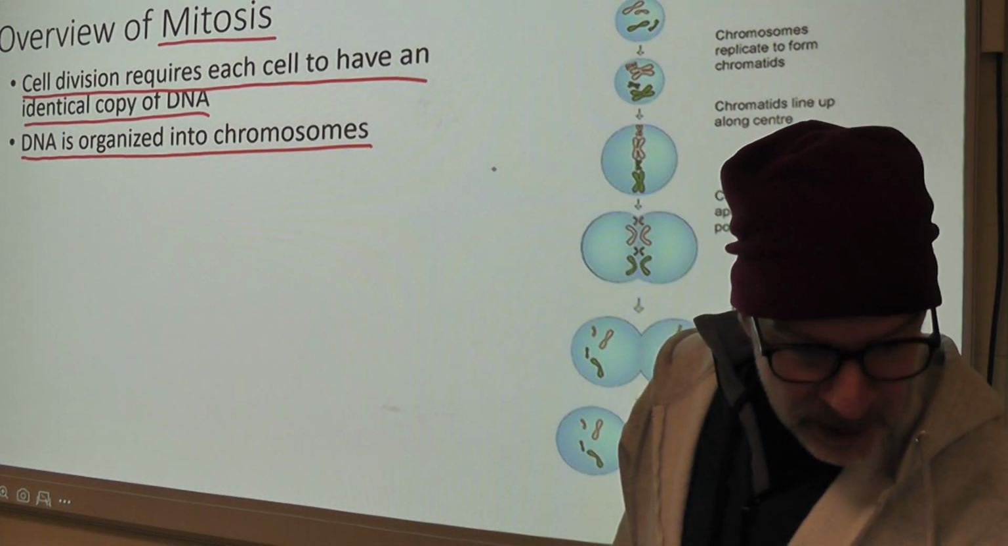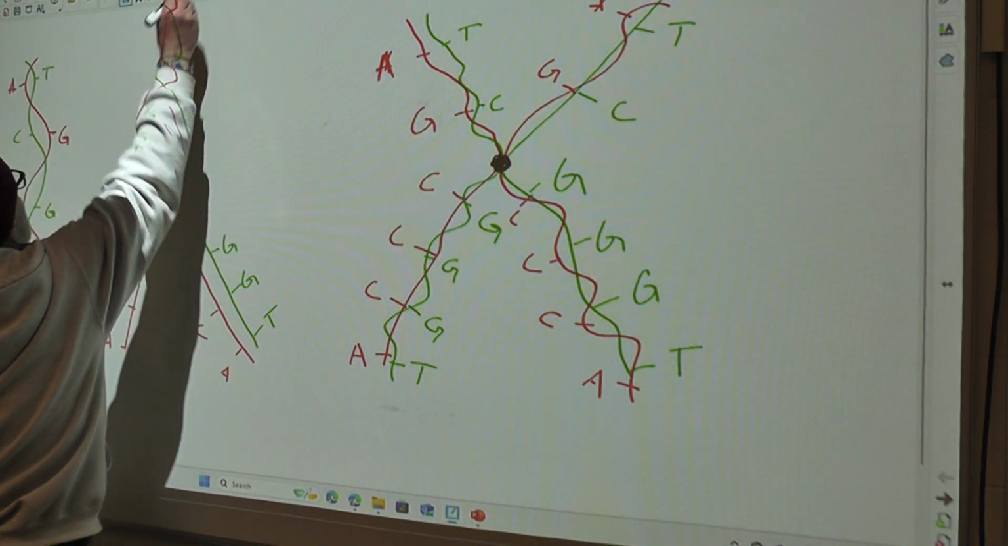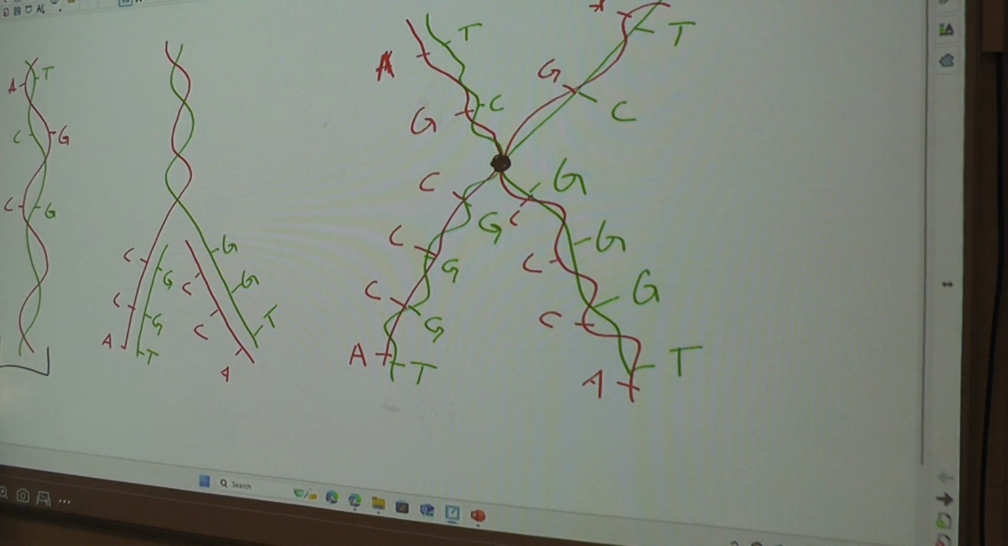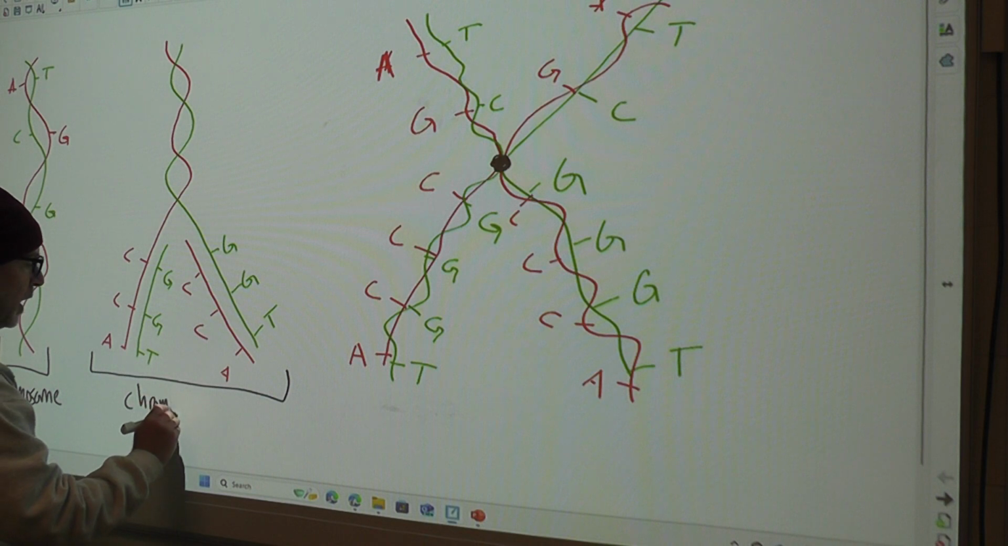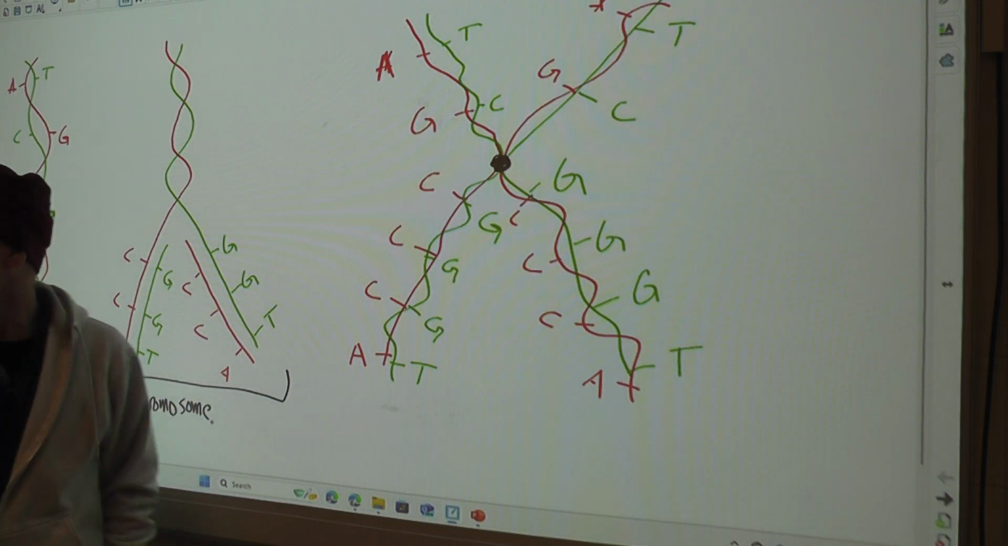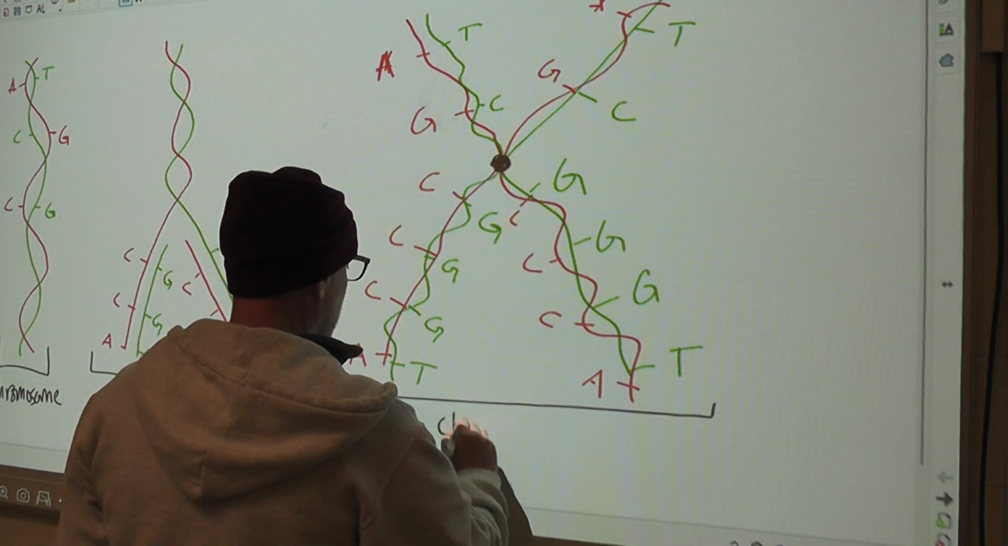If we go back to my diagram that I drew here, this is one chromosome. It's a double-stranded chunk of DNA. As long as the DNA is physically attached, it continues to be referred to as one chromosome, which means as this DNA is replicating, this is also one chromosome. And this is also one chromosome.